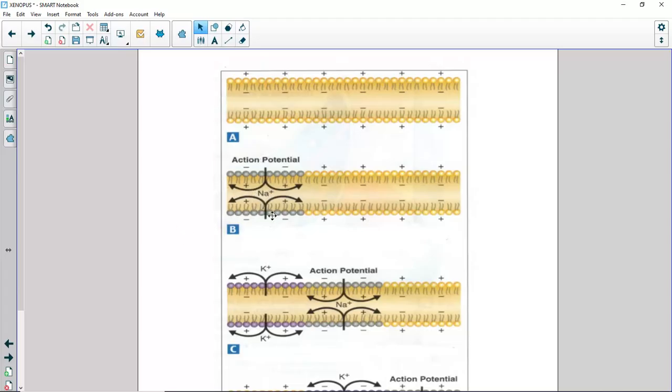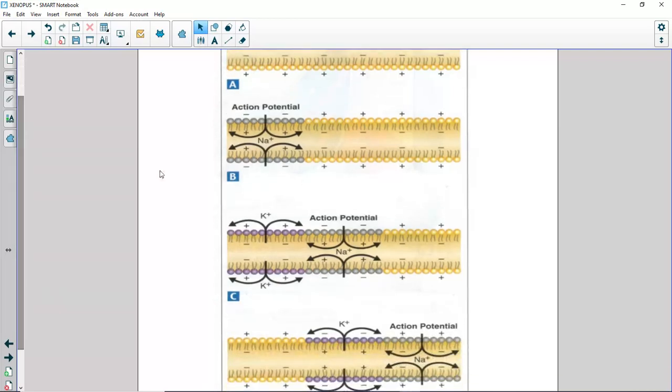As the impulse moves, which is what the diagram really shows you, B, C, and D show the movement of the impulse down. When an action potential has moved past a section of the neuron, that section needs to be repolarized. Repolarization refers to the restoration of a membrane potential following depolarization. You want to get it back to being negative, back to looking like picture A, negative on the inside.